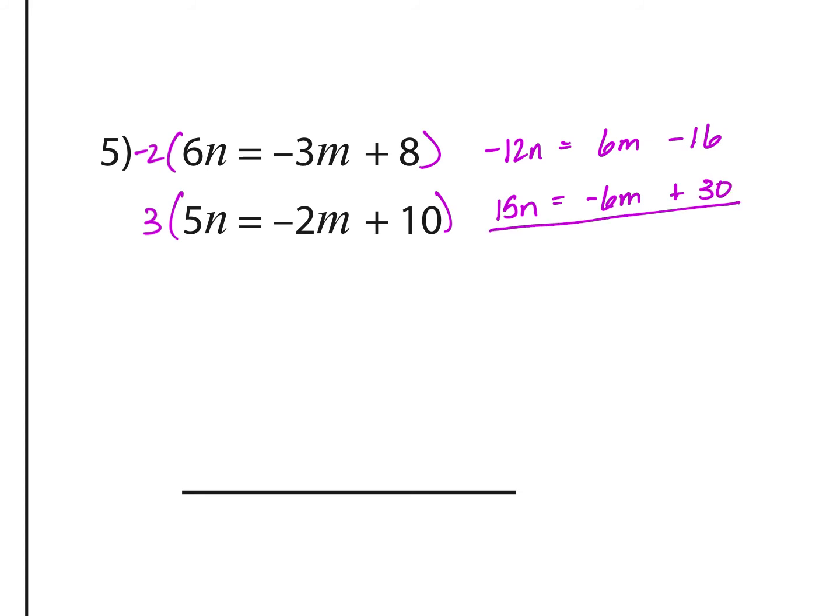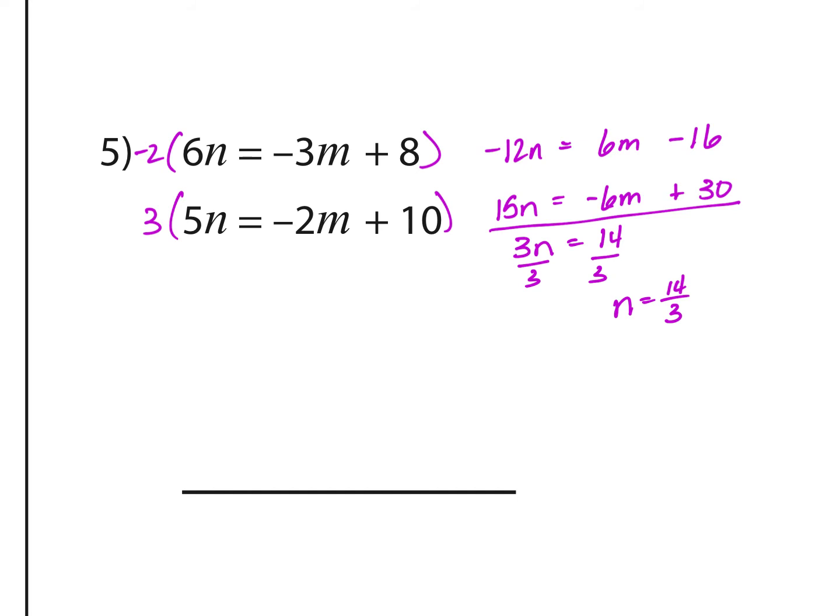Add them together and I get 3n equals 14. Is that 14? 14, correct? Yeah. Divide by 3 and n equals 14/3. It's really ugly, but it's a fraction, 14/3. Okay, questions? Please let me know if I made a mistake.